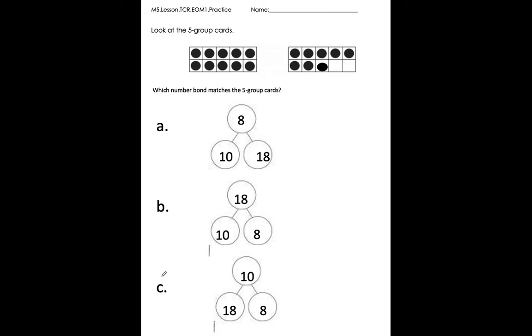All right, friends, I am hoping that you took the time to work this problem. Now let's solve it together, okay? This is our 10 frame or our 5 group cards. We have 2 rows of 5, that makes 10. And now we can count on, all right? We have 10, then 11, 12, 13, 14, 15, 16, 17, 18. So we know that 18 is our whole. That's our large number, right?